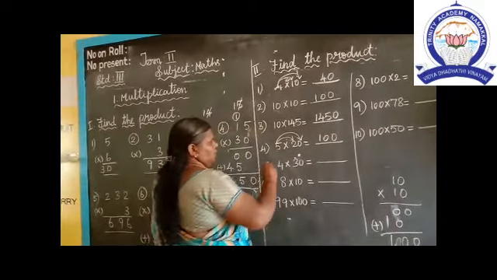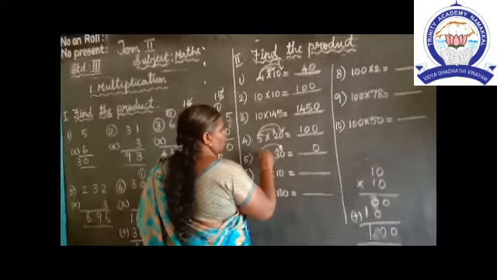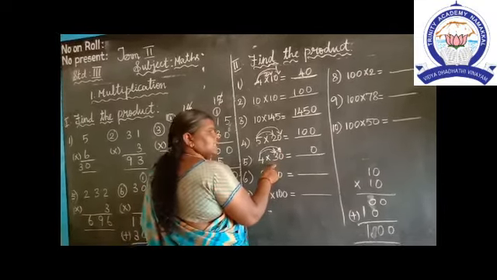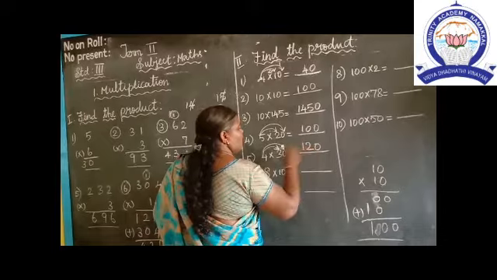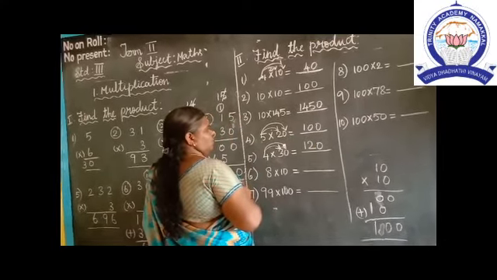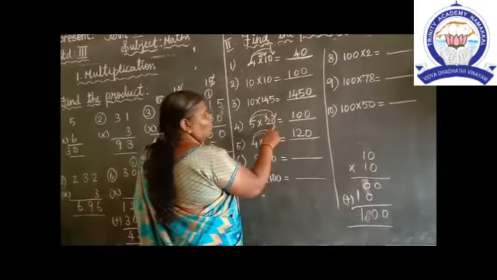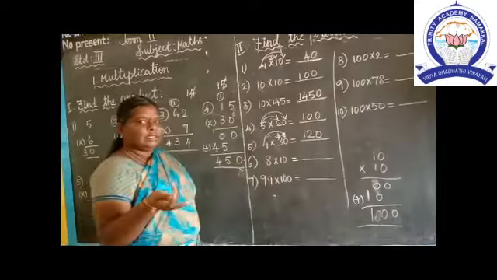Okay, children? Next, 4 into 300. 4 3s: 1 3 is 3, 2 3s are 6, 3 3s are 9, 4 3s are 12. I say it is easy, children. See, 5 2s are 10. You write it: one zero is there, so you write 0. This is another method.